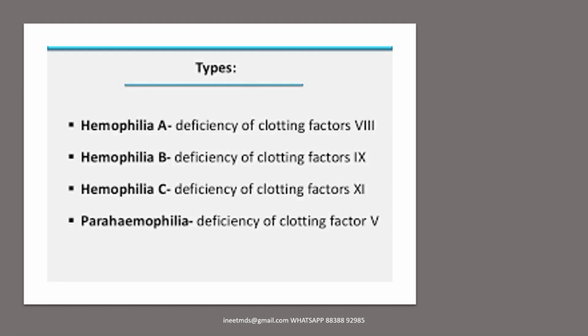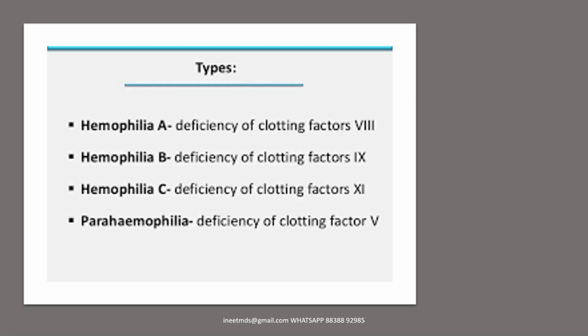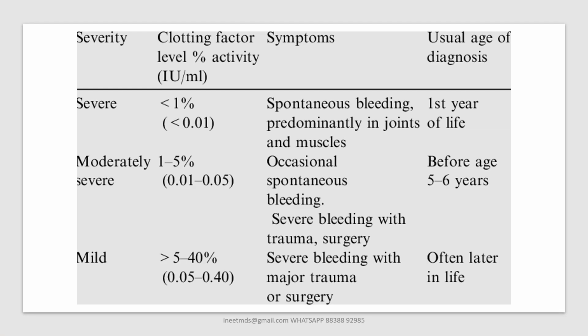Now, coming to the diseases: hemophilia A is because of deficiency of factor 8, B is deficiency of factor 9, C is deficiency of factor 11, and parahemophilia is a deficiency of clotting factor 5. Hemophilia B is a deficiency of clotting factor 9, and we know clotting factor 9 is plasma thromboplastin component, that is PTC. So, hemophilia B is PTC whereas hemophilia C is PTA. There is a simple trick to remember: there is already a C in hemophilia C, so it is PTA, whereas for hemophilia B it is PTC.